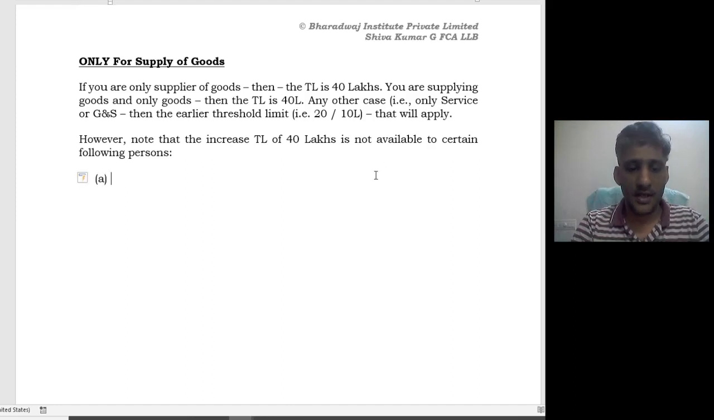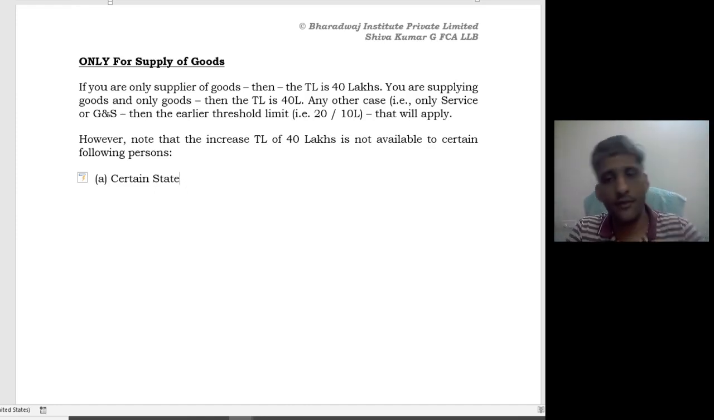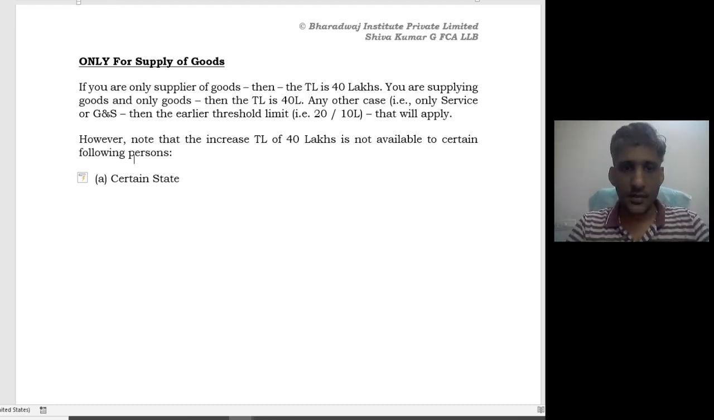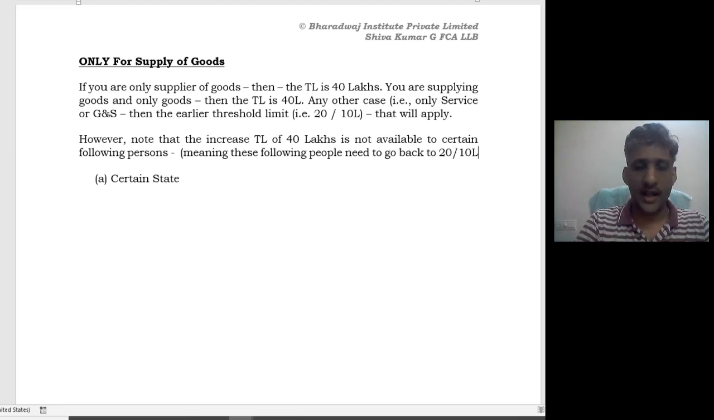A, certain states. If you are from certain states, then you are not eligible for this increased 40 lakhs. You are eligible only for the regular 20 lakhs. Okay, following persons, meaning these following people need to go back to 20 or 10 lakhs.